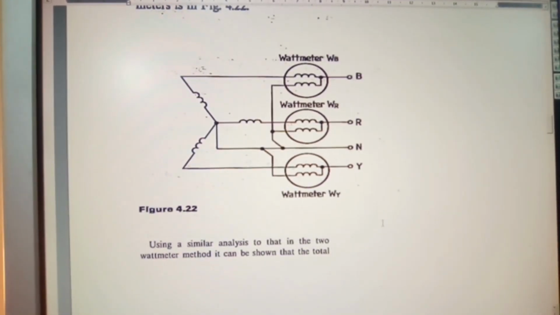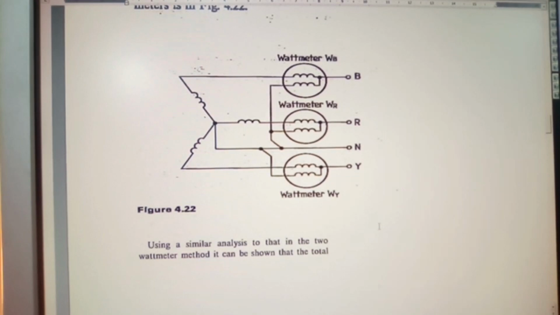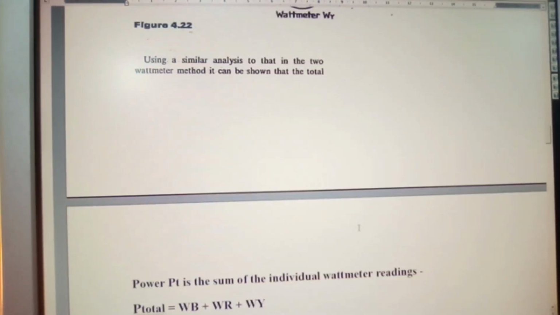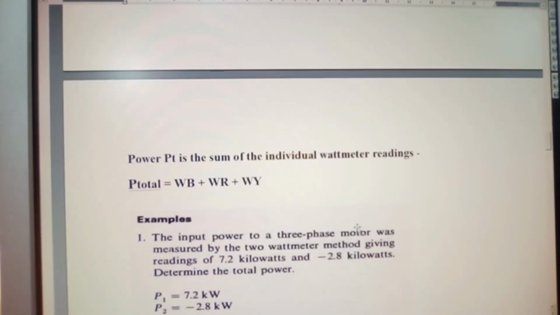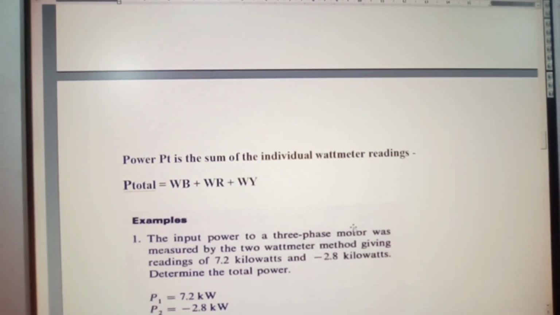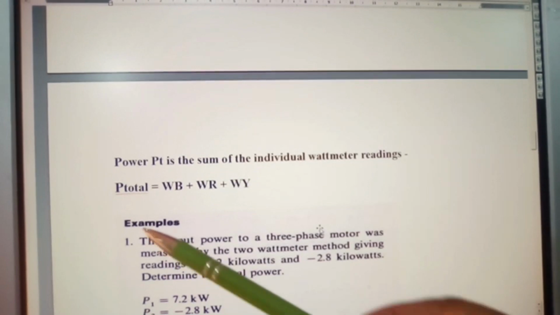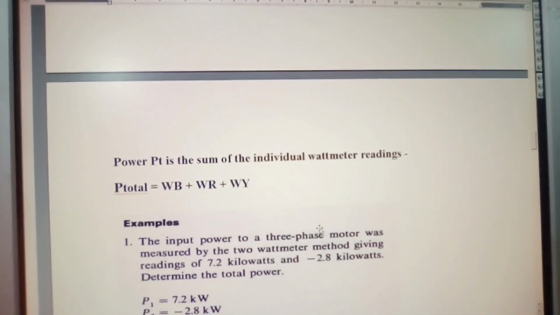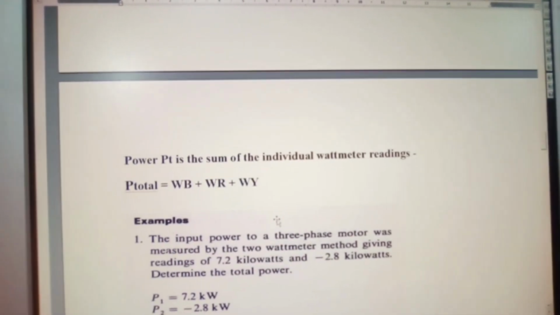Using a similar analysis, as in the 2 wattmeter method, it can be shown that the total power PT is the sum of the individual wattmeter readings. So total power equals WB plus WR plus WY. And here we have an example.